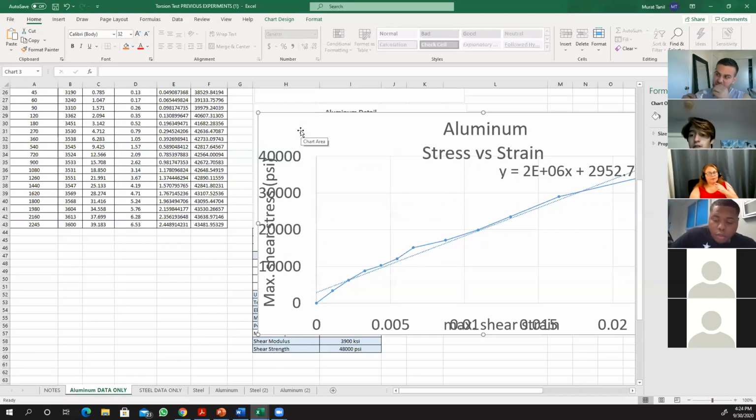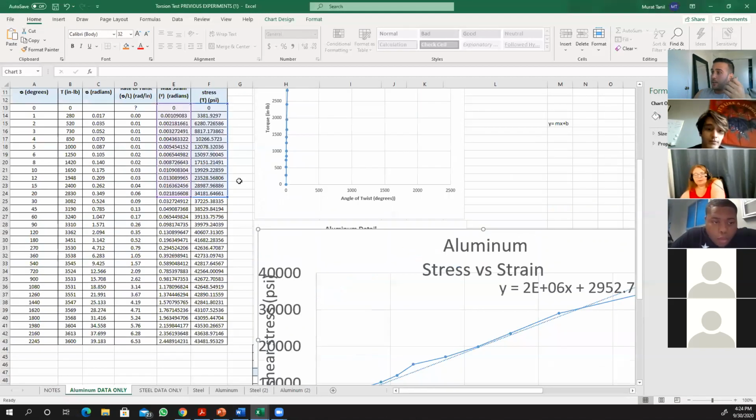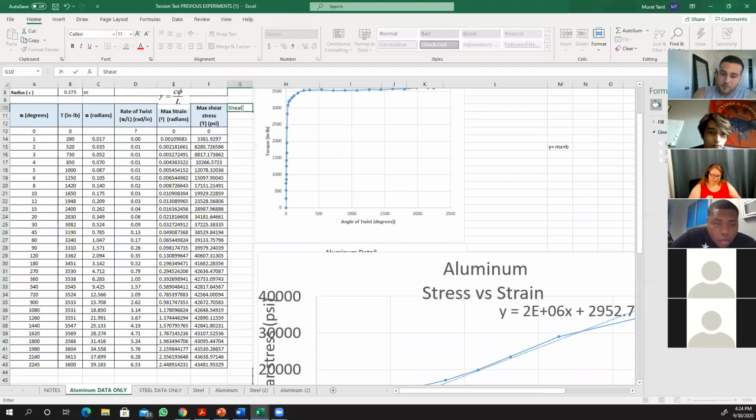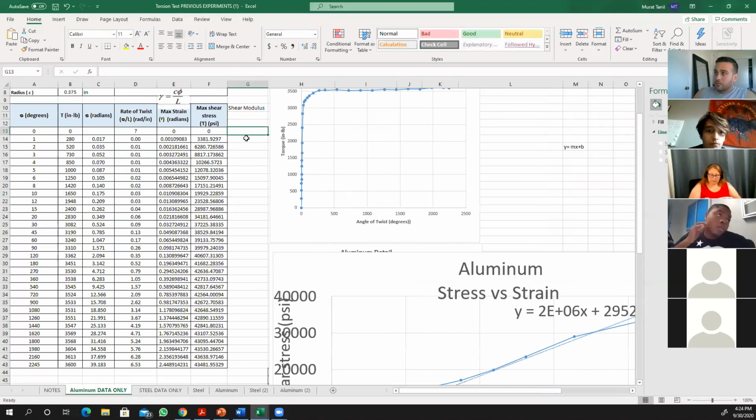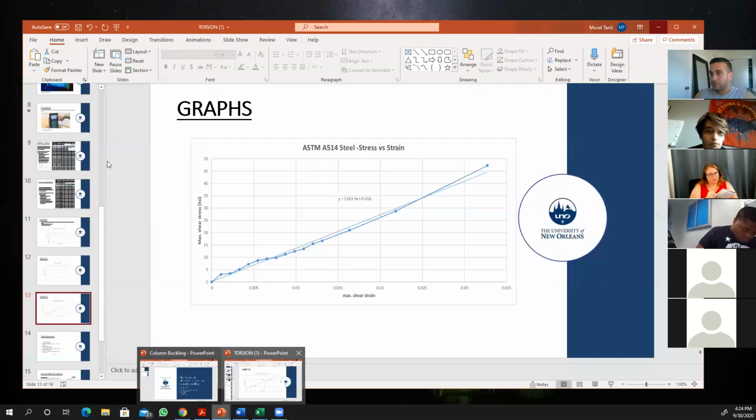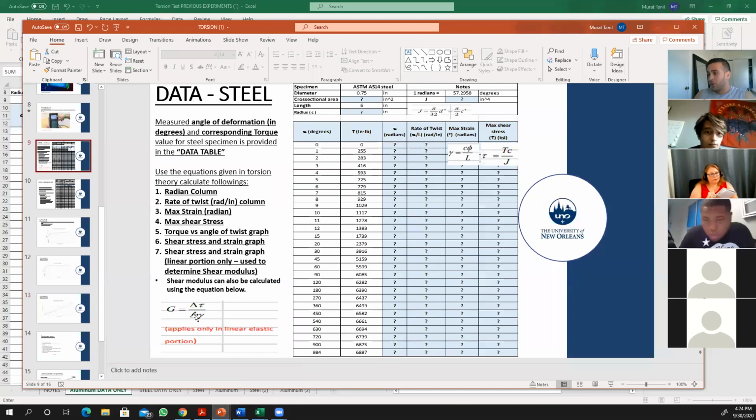So the shear modulus, you're going to calculate it from the detailed graph. And you can also have another column right here for shear modulus. And you can enter, let's say, shear modulus like we did on the tensile. And you can enter the equation from the PowerPoint. This equation, shear modulus, applies only in the linear elastic portion. Change in the shear stress divided by change in the shear strain.